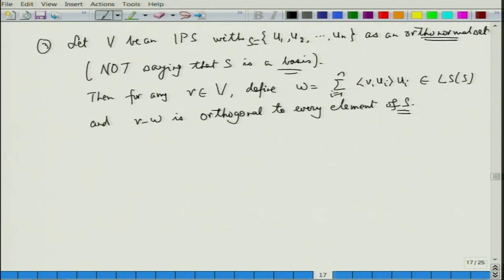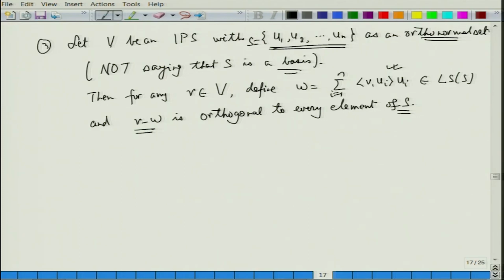So what is the concept? Understand it nicely. I have something which is an orthonormal set. From there I am getting a W, and then I am looking at V minus W. We are saying that V minus W is perpendicular to every element of S, and therefore it will be perpendicular to all the linear combinations, and hence it is also perpendicular to W.